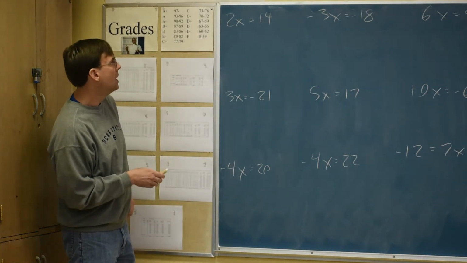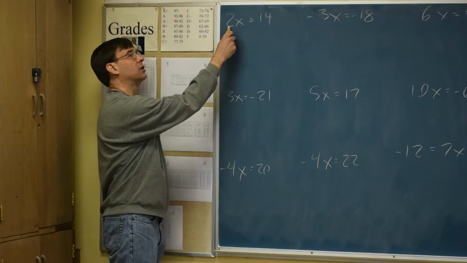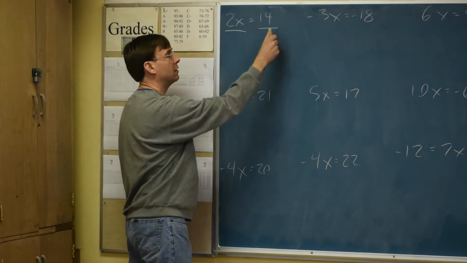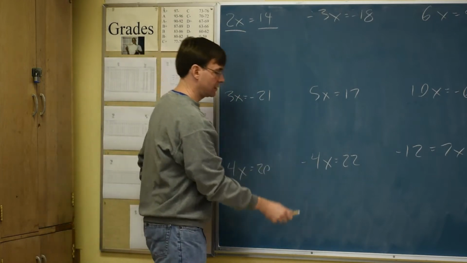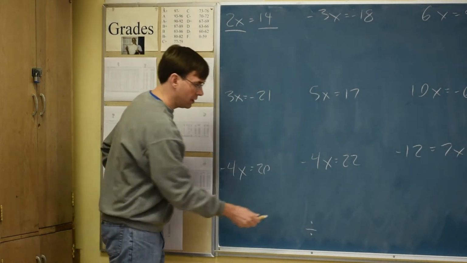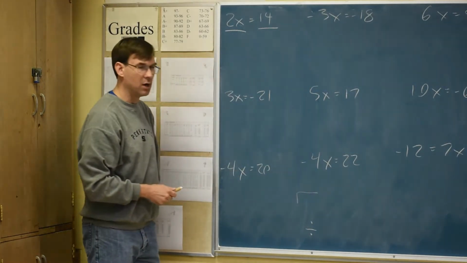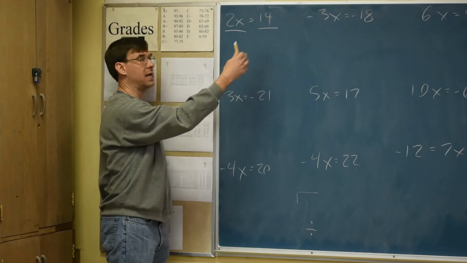So here, let's find the variable. It's multiplying 2, so I'm going to divide. The way we'll show dividing today is going to be with the fraction bar. This symbol is on its way out in your life. Using the division box is also on its way out in your life. The fraction bar is going to be in.